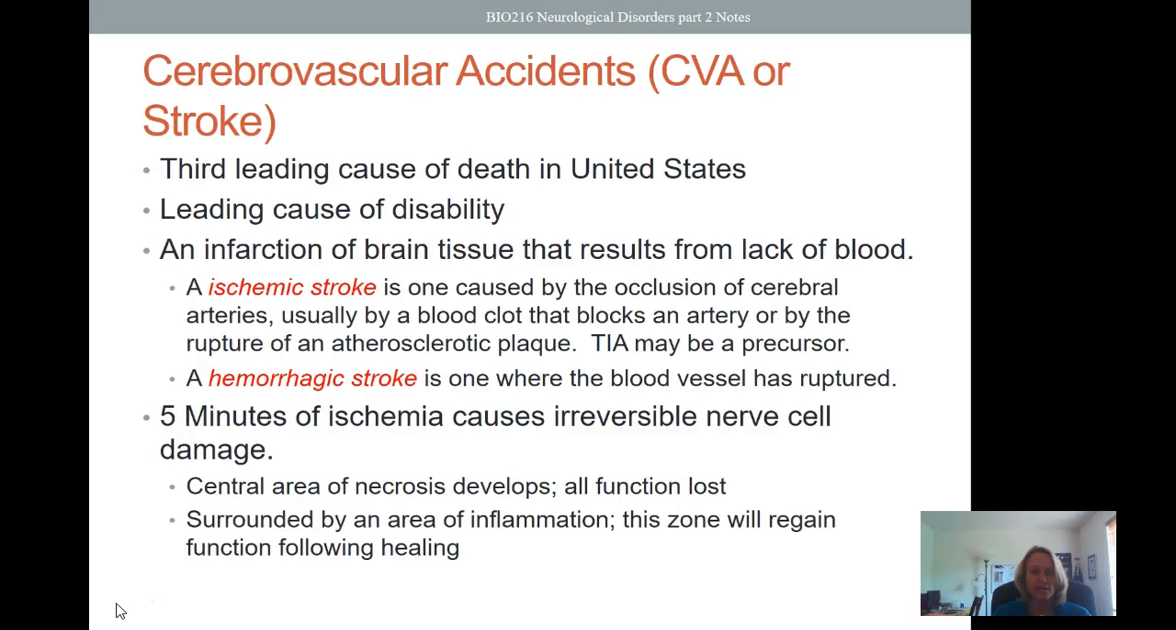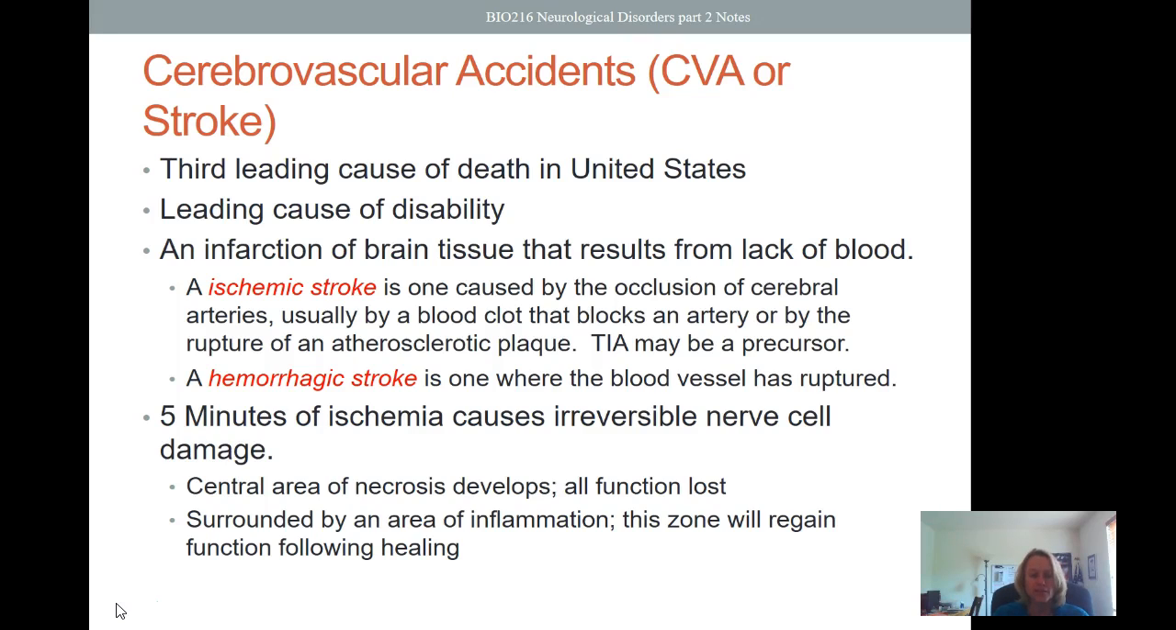Cerebral vascular accidents, also known as stroke, are the third leading cause of death in the United States. It's also a major cause of disability. A cerebral vascular accident is essentially an infarction of brain tissue as a result of lack of blood and oxygen. An ischemic stroke is one that's caused by occlusion of blood vessels, usually by a blood clot that blocks an artery or by the rupture of an atherosclerotic plaque and the formation of a thrombus. A TIA, which we'll talk about later, may be a precursor for a stroke. A hemorrhagic stroke is one where the blood vessel has ruptured.